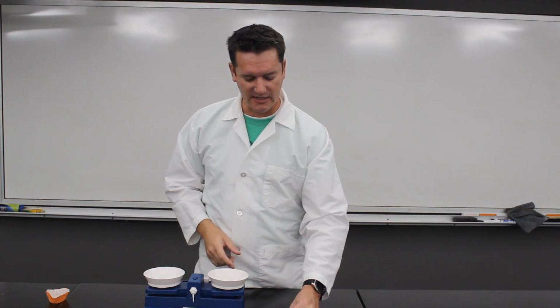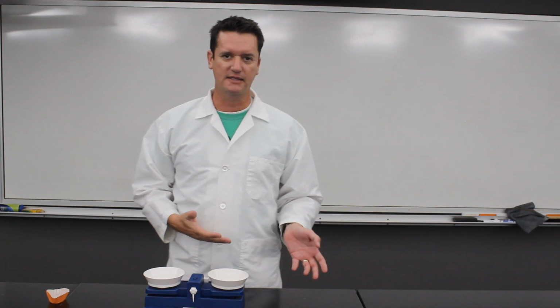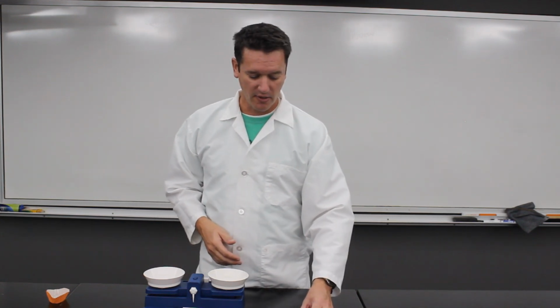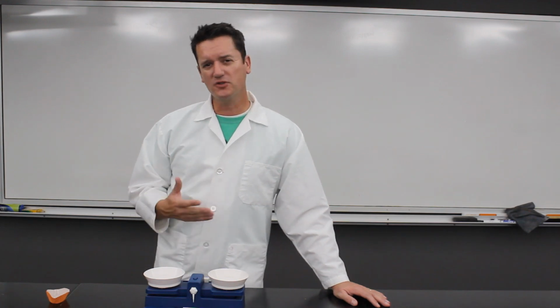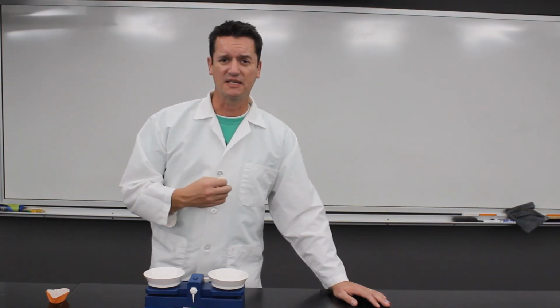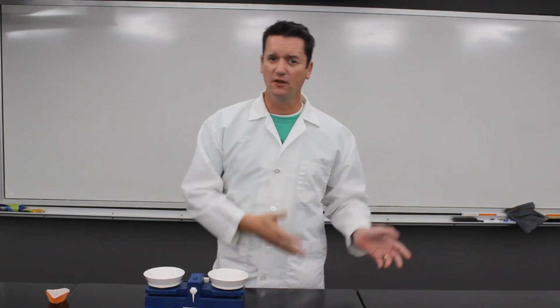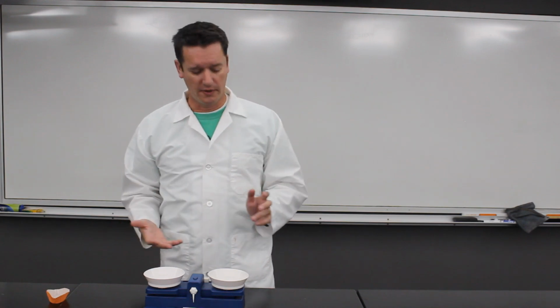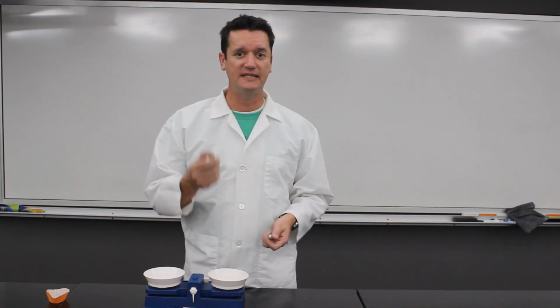Now we can see externally that these are not identical. The wood ball has a different color than the aluminum, which has a different color than the brass. But there are also some other things that are different intrinsically, inside, that make brass different than aluminum, which is different than wood. And one of the things that makes these different is something called density.